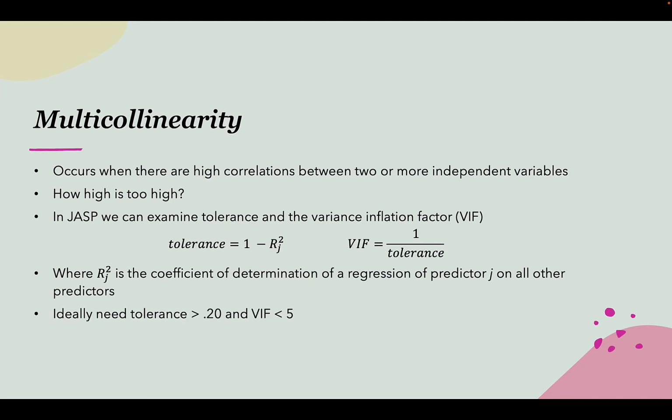Ideally, we need the tolerance to be greater than 0.2 and the variance inflation factor to be less than 5. Notice I say ideally, and this is where sometimes with statistics we make judgment calls, because you'll hear ideally we want this greater than 0.2 and less than 5, but the absolute cutoff is that tolerance has to be greater than 0.1 and the variance inflation factor has to be less than 10.